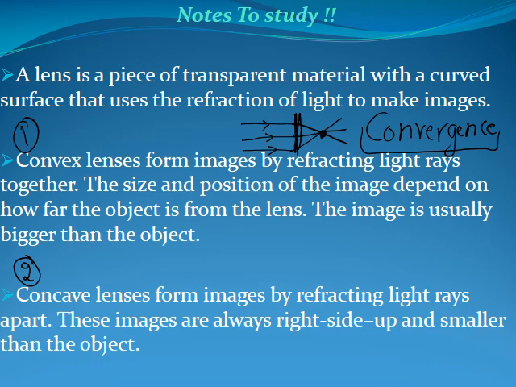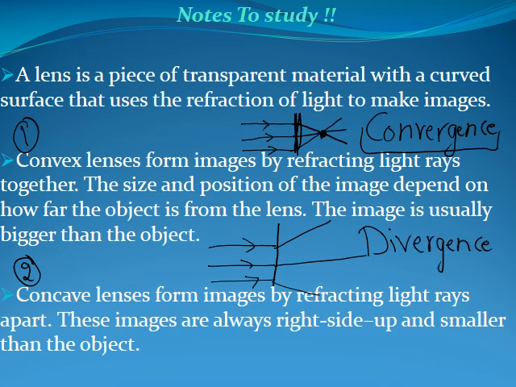Moving to the second type, it's called concave lens. Imagine this is a concave lens. Concave lenses refract light rays apart, meaning that every light ray is going to move in a direction. This one, this two, this is three. Everyone is moving in a different direction. So this phenomenon, we call it divergence of light.